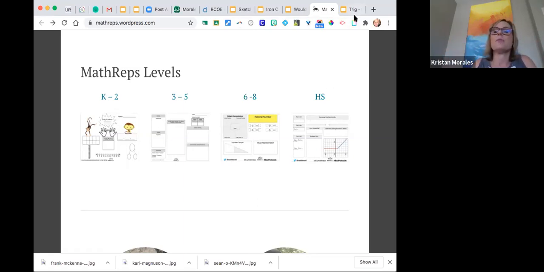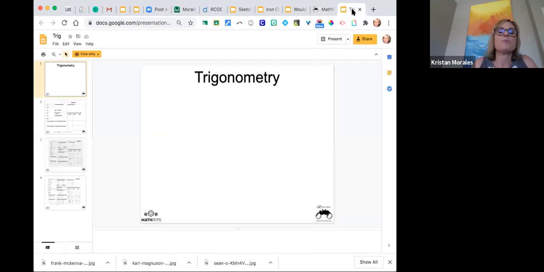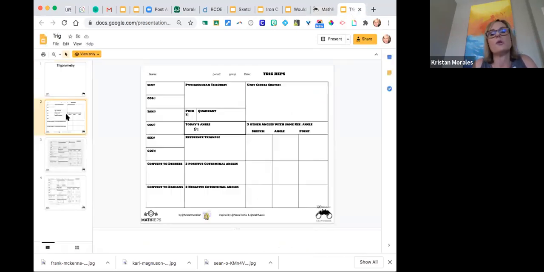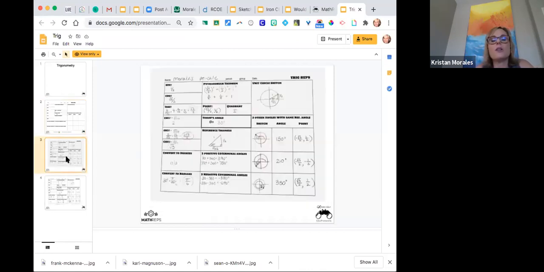An example of one that I contributed was for high school, when I was doing pre-calc last year, and I'm going to do it this year. The unit circle is so important. So I had a daily math rep where I changed the angle, right? And I would ask them to find the sine, cosine, tangent, cosecant, secant, and cotangent, and I changed the angle every day. And students' work looked like this.